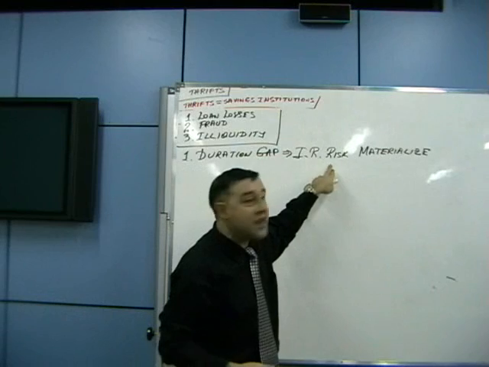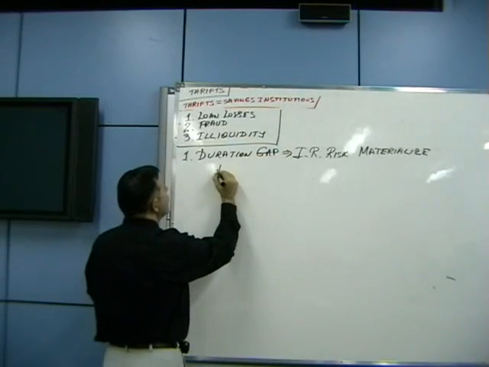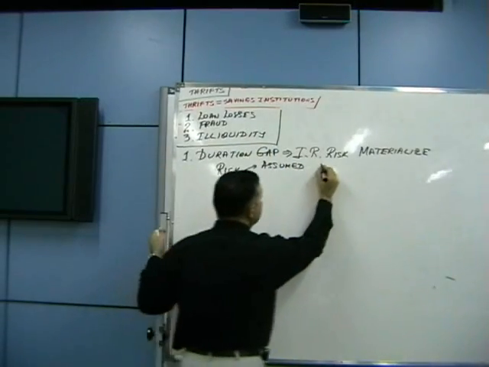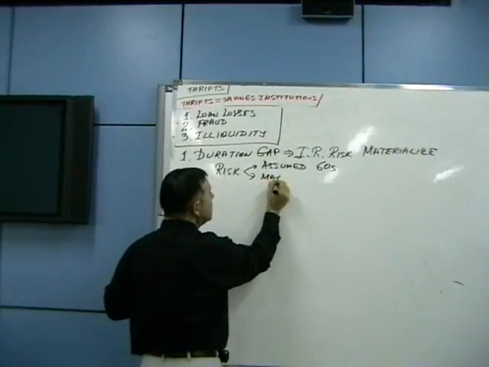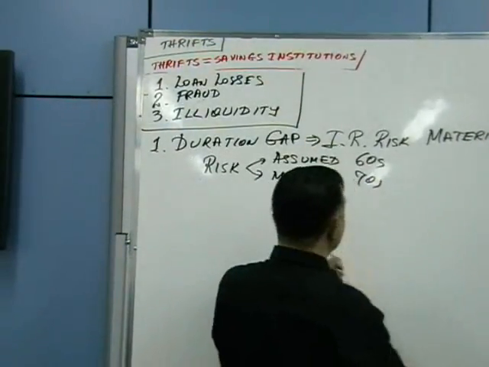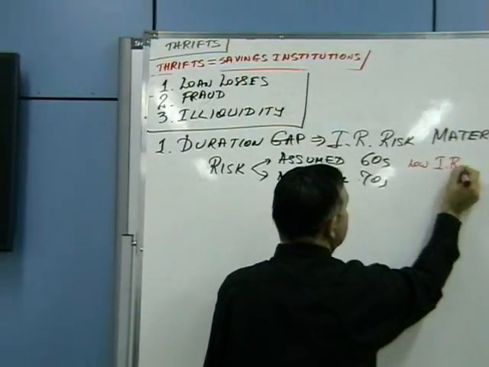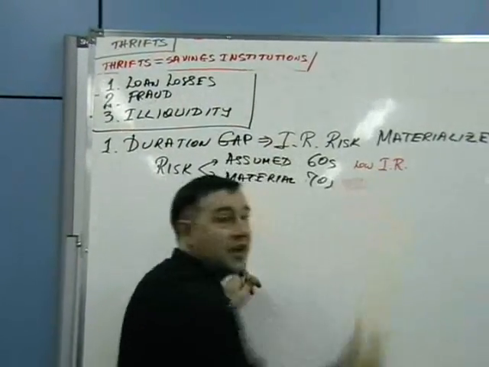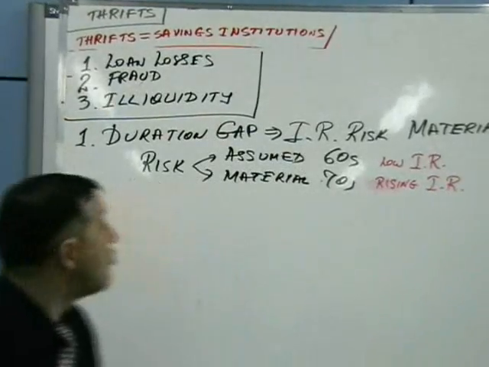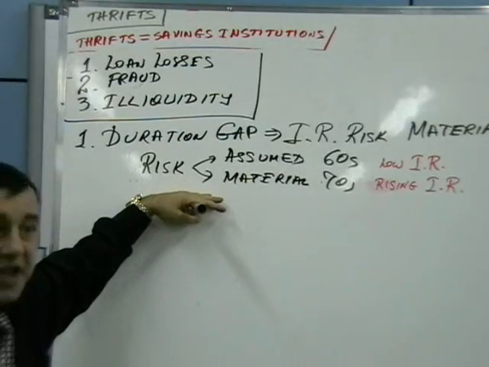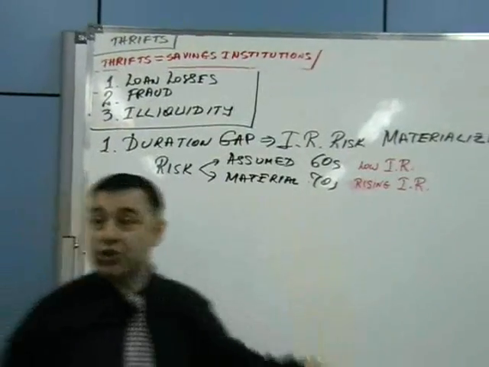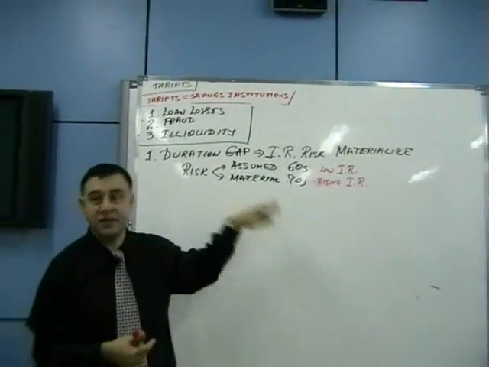All right. So the interest rate risk was assumed in the 60s and it materialized in the 70s. In other words, the 60s were characterized by a low interest rate environment, and the 70s, let's not call it high, let's call it a rising interest rate environment. So right there you have the genuine cause. This is the fundamental one, but this went on for 15 years, and as the industry was suffering through the 70s, they tried a number of fixes which only made things worse.